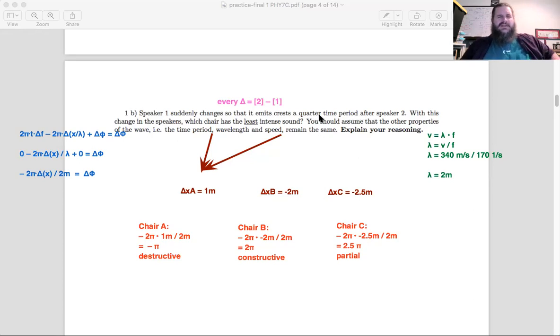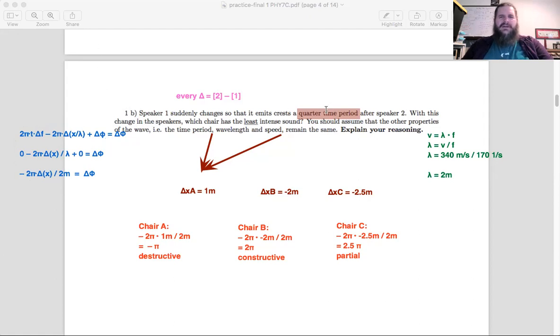A quarter of a period is how much in terms of radians? Pi would be a half cycle because one full cycle is 2 pi. Yeah, pi over 2 should be a quarter cycle. So if we're talking about a quarter of a period, that suggests a phase difference in little phi. Yeah, quarter period or a quarter cycle.